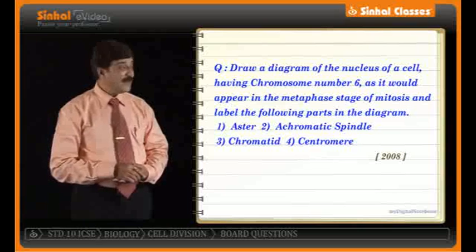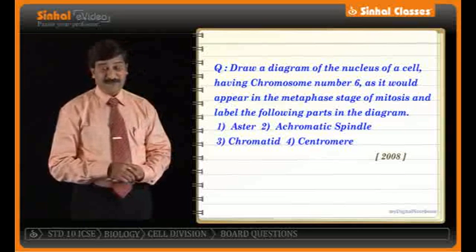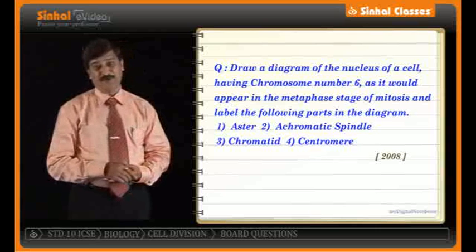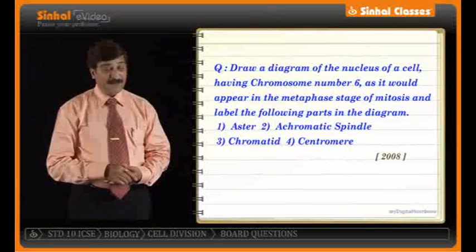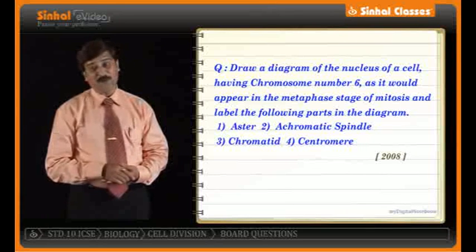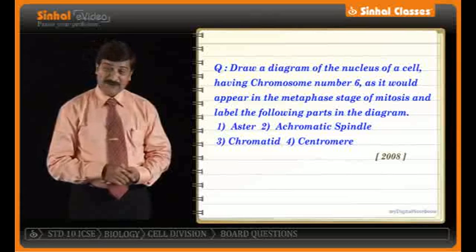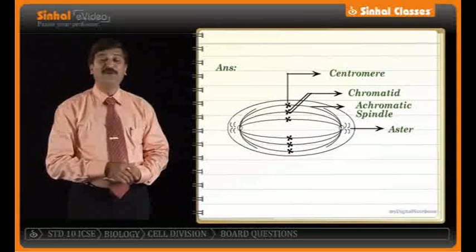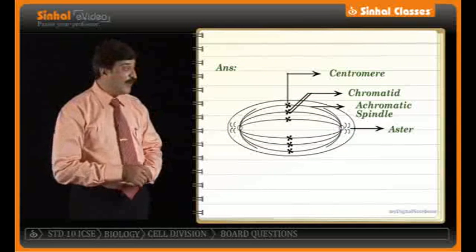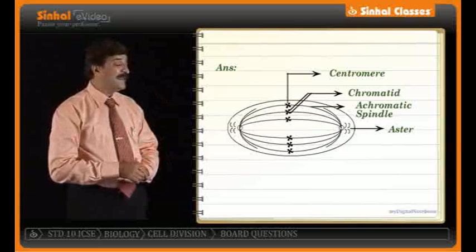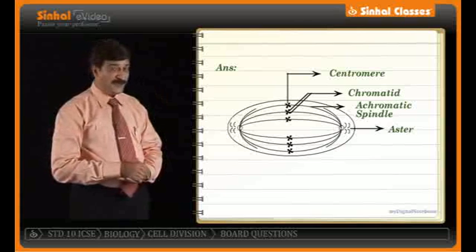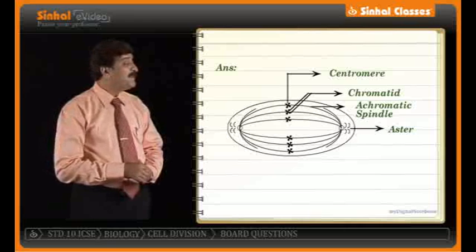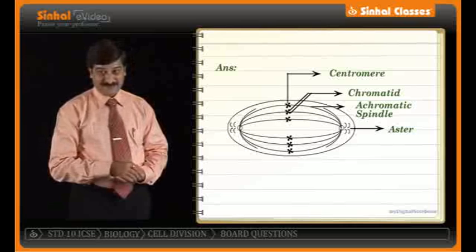The most important thing is that here is the diagram that you have to draw, in which you have to show the number of chromosomes. What is the name of the phase? Metaphase. So, where are the chromosomes? At the equator. What is the number? The number is 6. So, what is the total number of chromosomes that you will draw? 6. Along with that, on the monitor, you can see the labeling for centromere, the labeling for chromatid, the labeling for achromatic spindle, and also for asters.